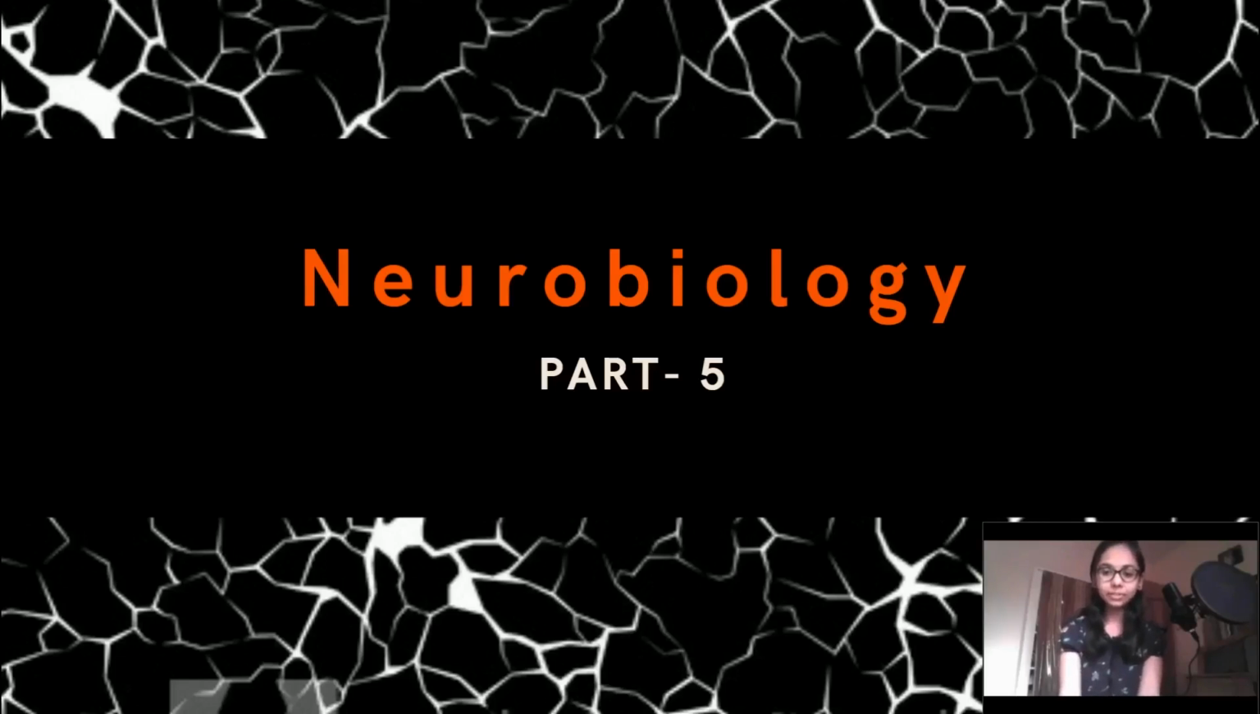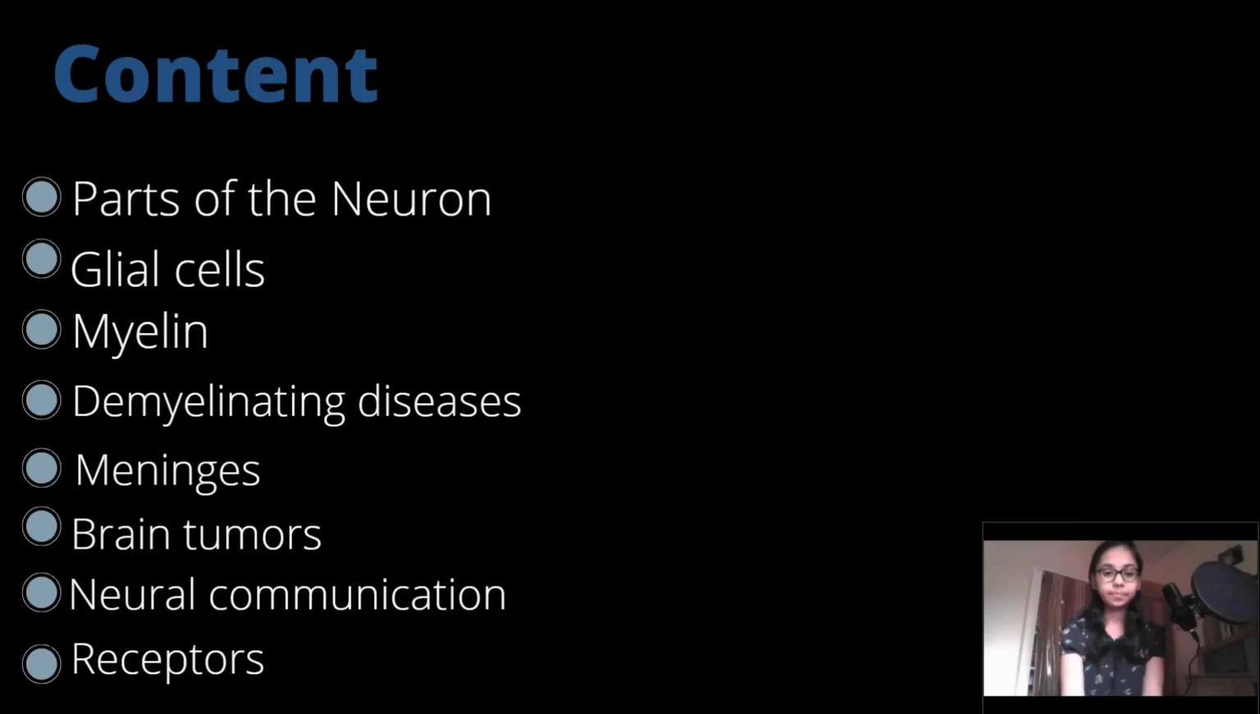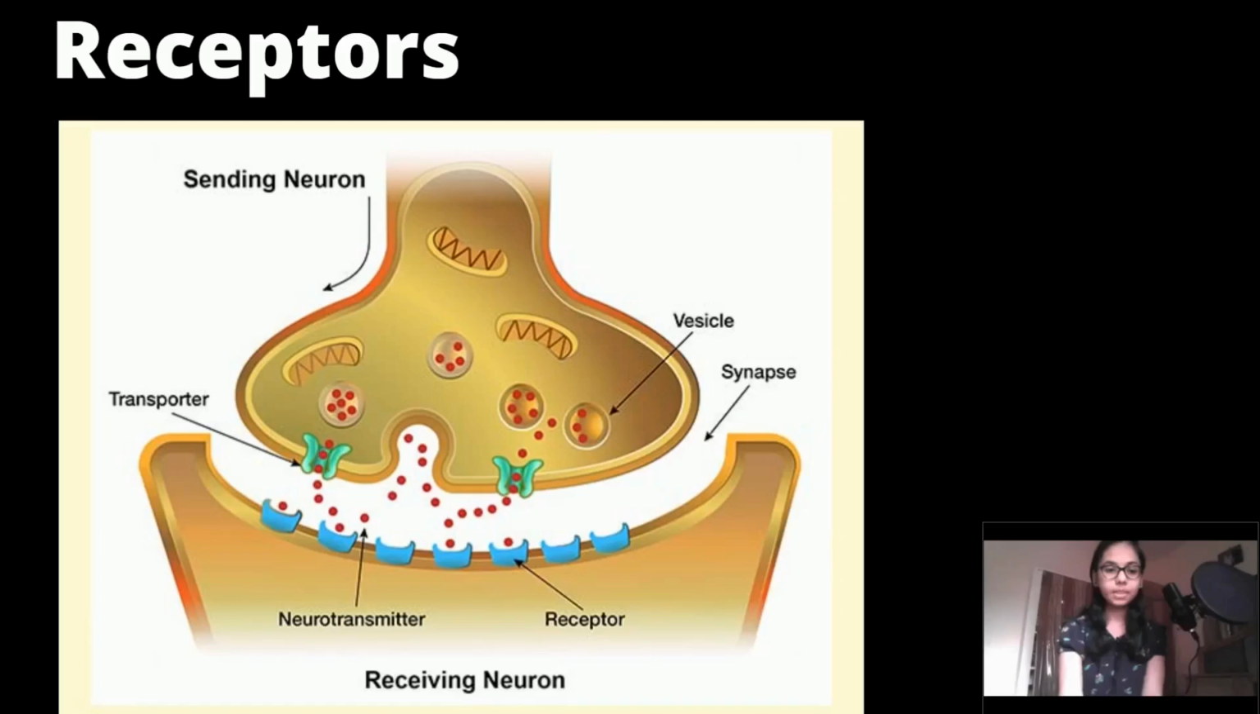Part 5 of neurobiology and also the last part of the topic neurons. The content for today is about receptors. We did talk about receptors in the last part, and that is that these receptors grab the neurotransmitters from neuron 1 and pass them to neuron 2. So in this part we are going to talk about receptors in a detailed way.